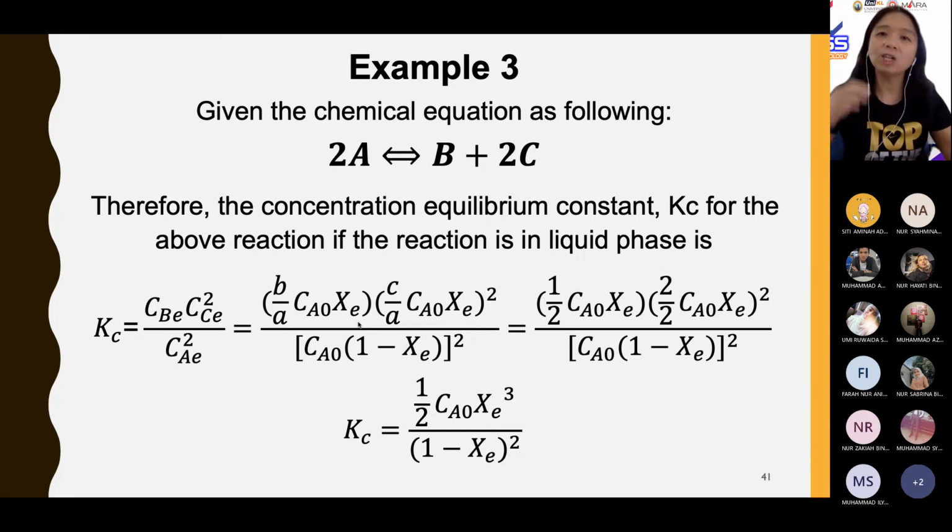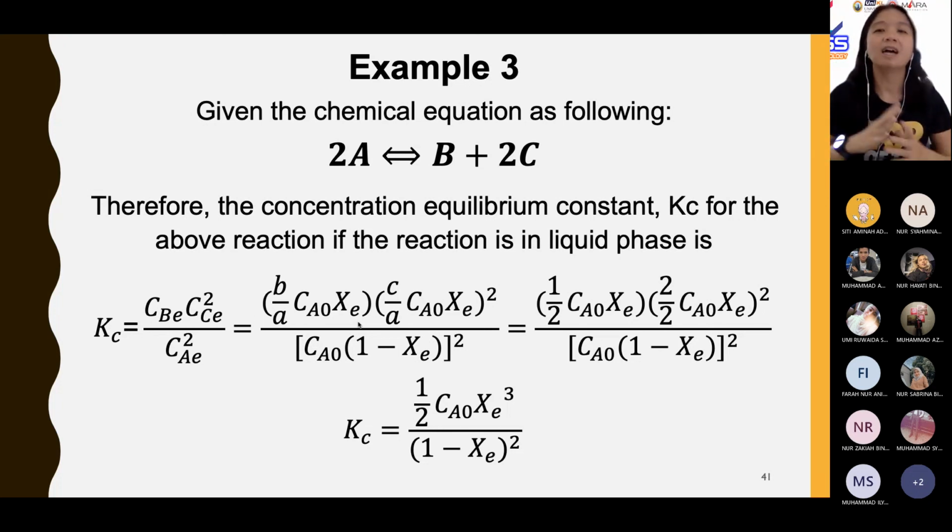If you want to refresh, if you don't understand this part, go to chapter 3 and look back at the stoichiometric table part. Then you will understand. For those who find this very hard to digest, it is very normal, as I always tell you, go back to chapter 3 and check the stoichiometric table part. Okay, so done.